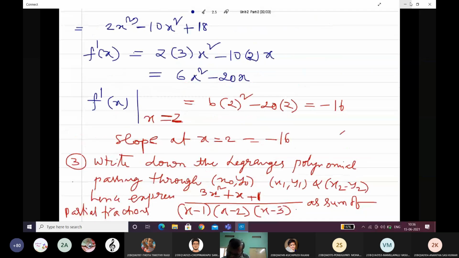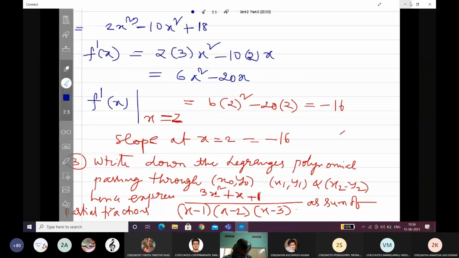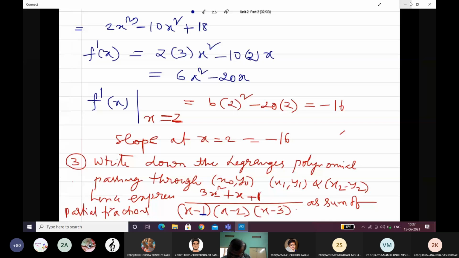These values. This one, this one, this one.